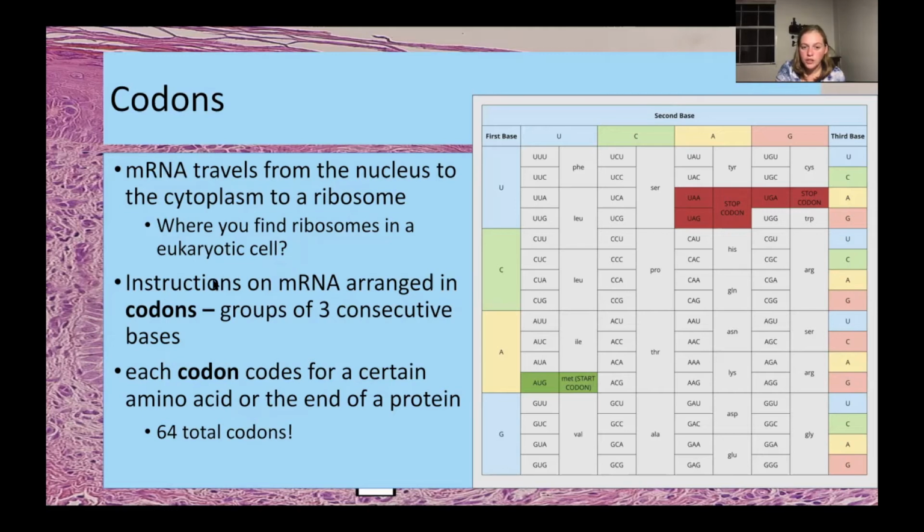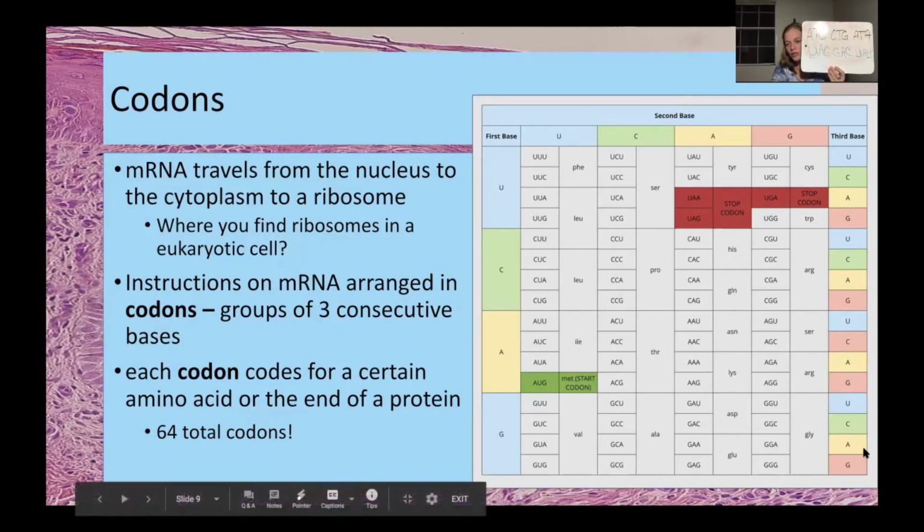Now the instructions on this mRNA molecule are going to be read by the ribosome in groups of 3 bases that we call codons. And that's why I've always written my bases in groups of 3. I want us to get used to this idea of grouping them together by 3s because these are called codons. Each codon is going to code for a certain type of amino acid. And so we have a codon chart.